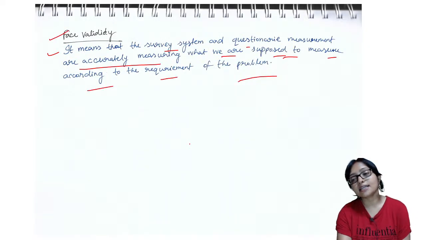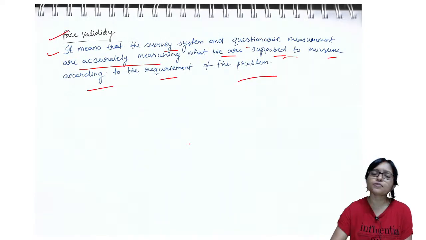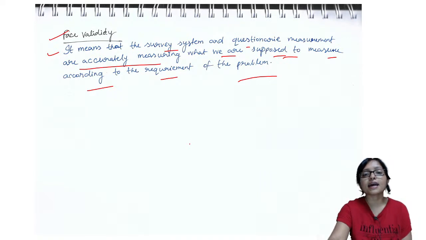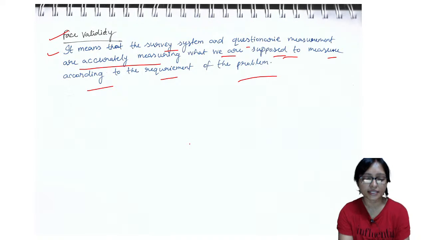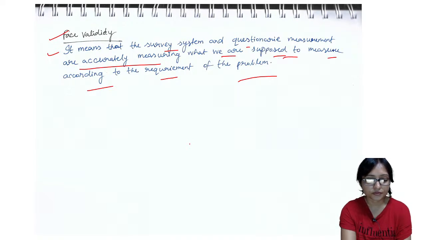All the validity is clear. Sometimes questions come from validity. These are all the important validities. Is it clear to everyone? Is it clear or not? Tell me.